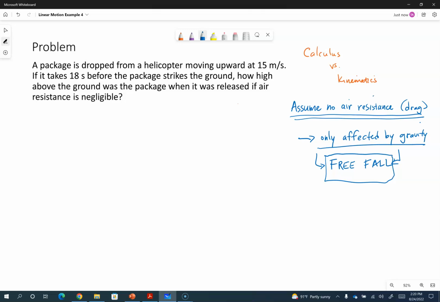So as an object falls towards the ground, it will continually speed up and speed up and speed up until it eventually reaches the ground. No such thing as terminal velocity right now, when we assume no air. All right, so approaching this problem, making this assumption that the package, once it has been dropped from the helicopter, we can say that its acceleration is due to gravity, so it points downwards, so negative, and g, the acceleration of gravity, is 9.8 meters per second squared.